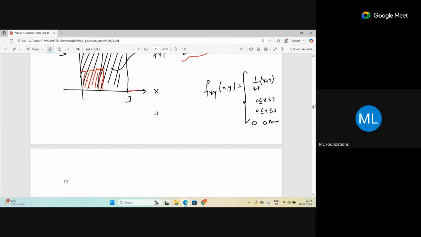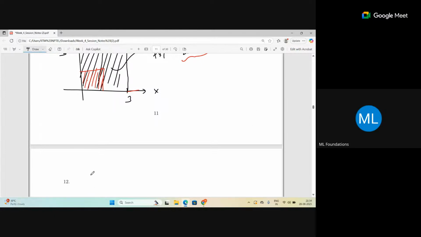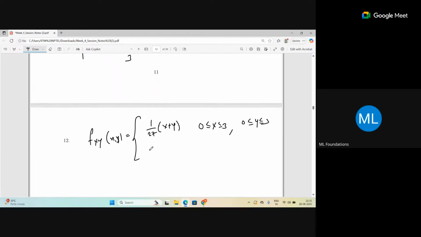So maybe I will write this f_XY of x comma y. The probability exists only when x is between 0 to 3 and y is between 0 to 3. And how does it exist? The value of probability is like this: 1 by 27 (x plus y), right? And it is 0 otherwise. Otherwise means for any other values of x and y, the probability will not exist.